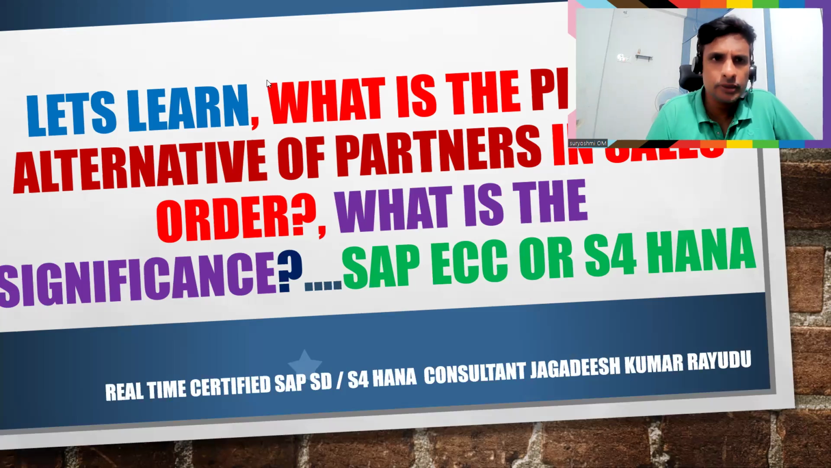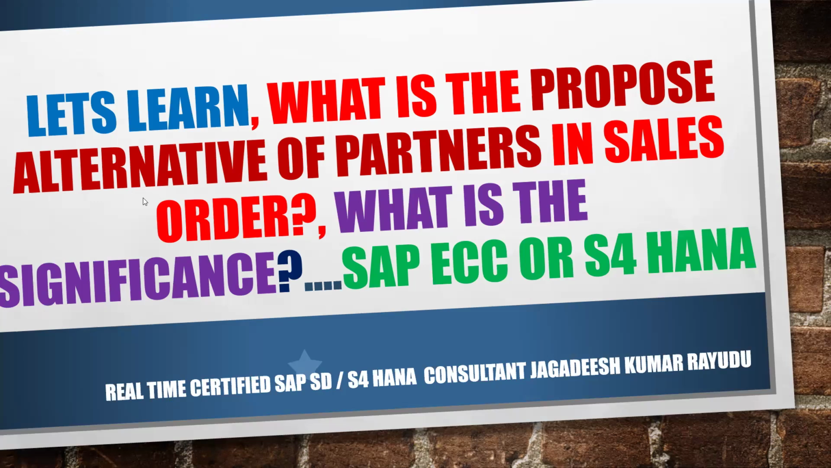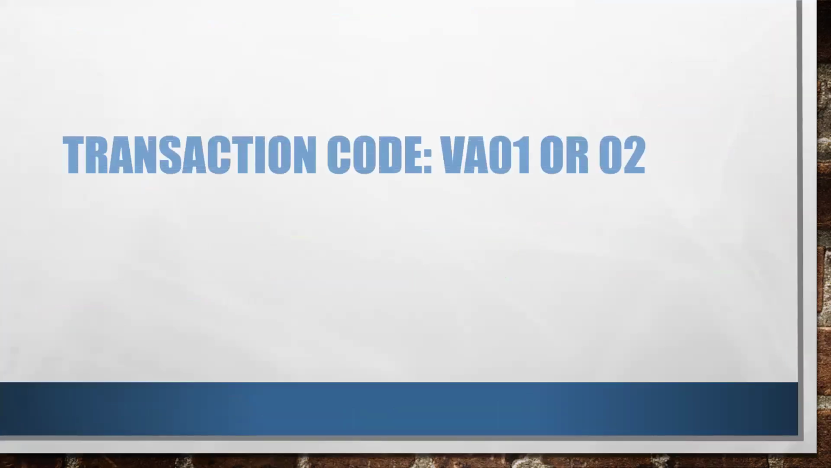Another important tip. Let's learn the way to propose alternative partners in a sales order. What is the significance? As I said, the transaction codes are VA01 and VA02 to perform this action. I think it is known by many people, but it is a tip for beginners.